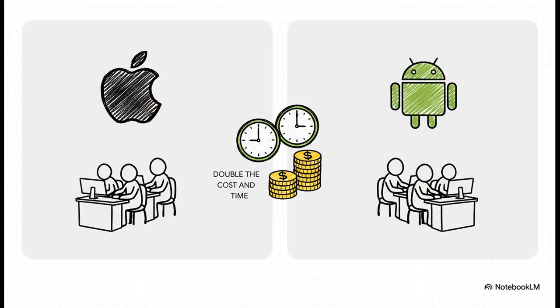For iOS, you need a team that speaks Swift or Objective-C. For Android, you need a totally different team that knows Kotlin or Java. So that's two separate code bases, two separate teams, and yep, often double the cost and double the time. It's a massive hurdle for pretty much any project.